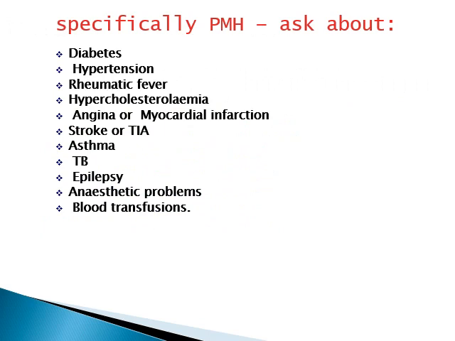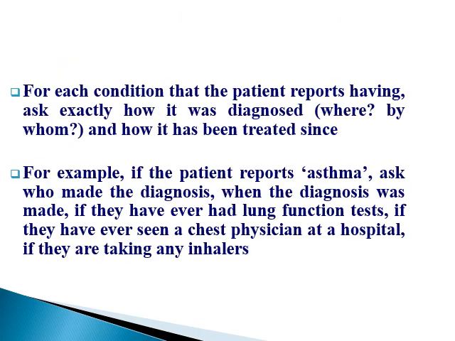Don't forget to ask about the main diseases like diabetes, hypertension, rheumatic fever, hypercholesterolemia, ischemic heart disease, bronchial asthma, TB, epilepsy, blood transfusion, and anesthesia related problems. After taking past history, don't forget: how it was diagnosed, when it was diagnosed, and how it is treated.